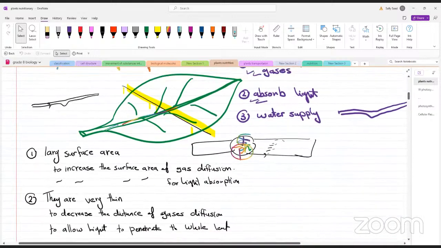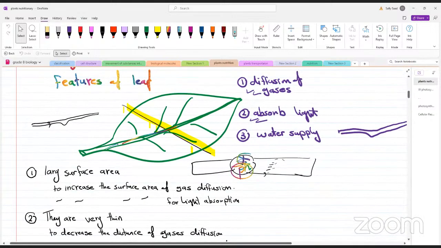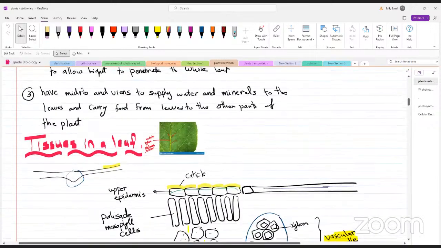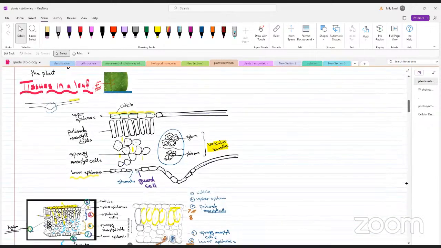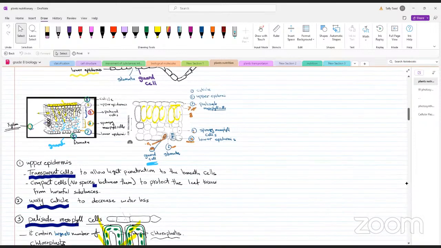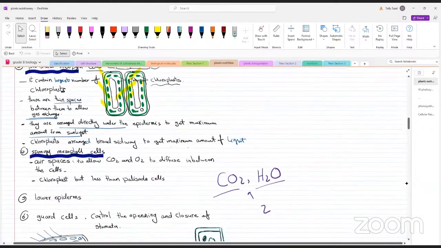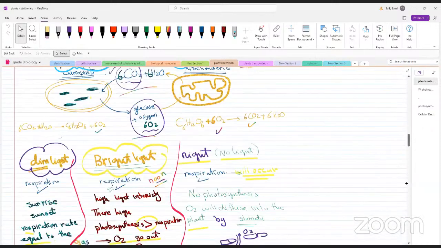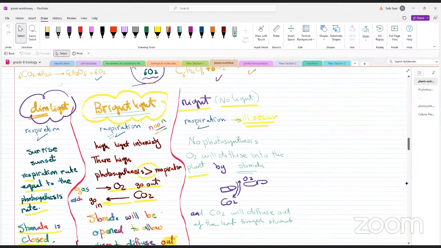Then we went through the adaptive features of the leaf, the external features and the internal features of the leaf. And we learned how to label each part and what is the function of each part, or the role of each part in the process of photosynthesis. Then we explained the timing at which stomata will be open or closed according to the need of the leaf for exchange of gases and according to the change of the rate of photosynthesis.